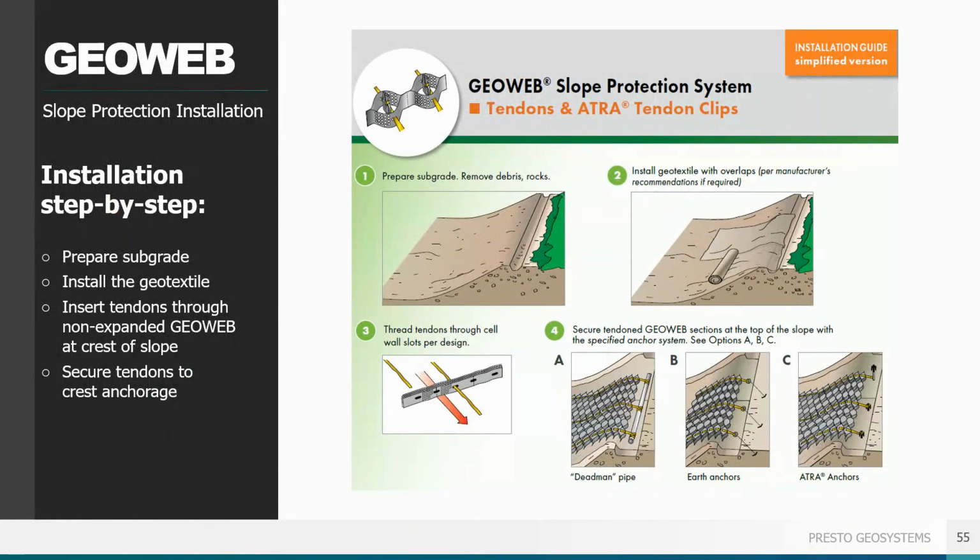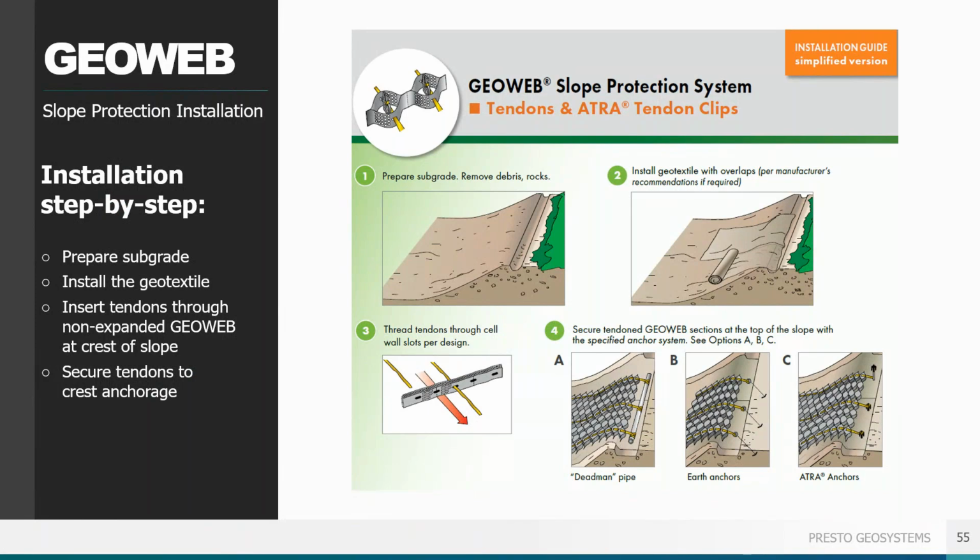Some slope protection systems are over a geomembrane or other liner that cannot be punctured, are on very steep slopes, or over rocky soil. In each of those cases, a system with tendons and load transfer devices is recommended instead of stakes or pins. So here's a quick overview of the installation process for ATRA tendon clip installations.